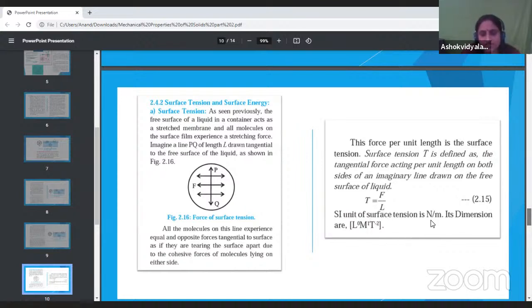SI unit of surface tension is Newton per meter and dimension is M1 L0 T minus 2. Write the dimensions of force, M1 L1 T minus 2, upon L. When L gets cancelled, therefore M1 L0 T minus 2 is the dimensions of the surface tension.